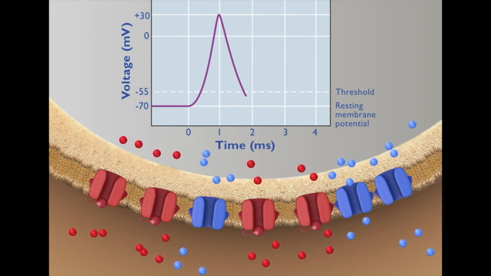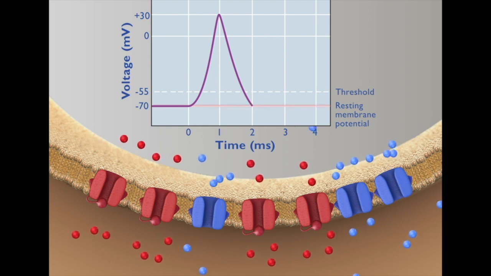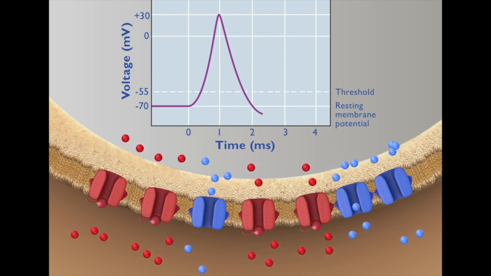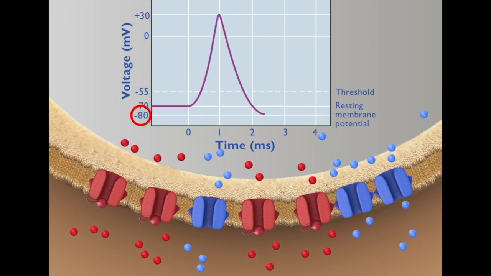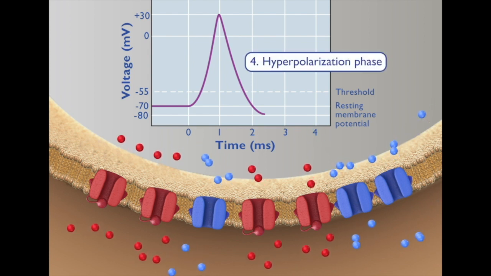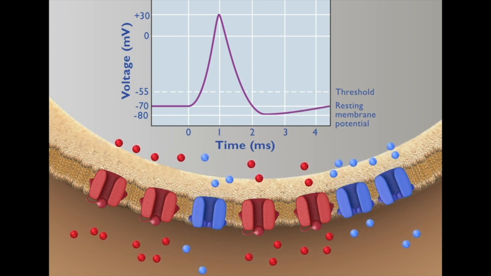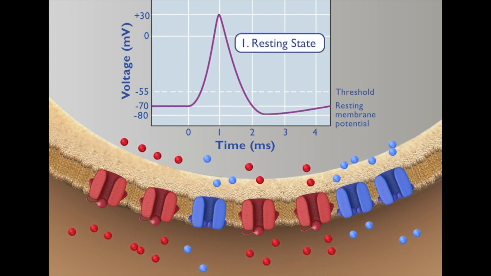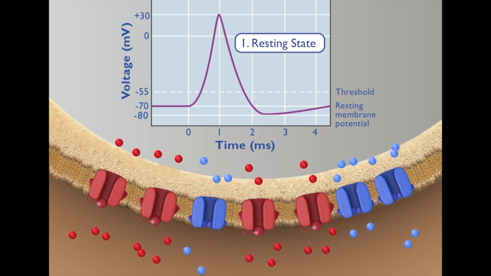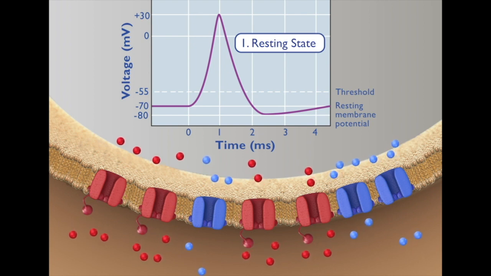Notice that potassium ion diffusion out of the neuron continues beyond the point of restoring the membrane potential to its resting state. The membrane potential actually hyperpolarizes to about minus 80 millivolts, thus producing the hyperpolarization phase of the action potential. Ultimately, potassium ion channels close and the membrane returns to its resting state. By this point, all voltage-gated sodium ion channels have reset to their closed state. This means their inactivation gates are open and their activation gates are closed.